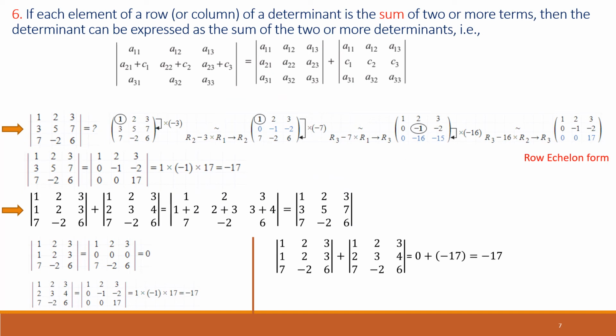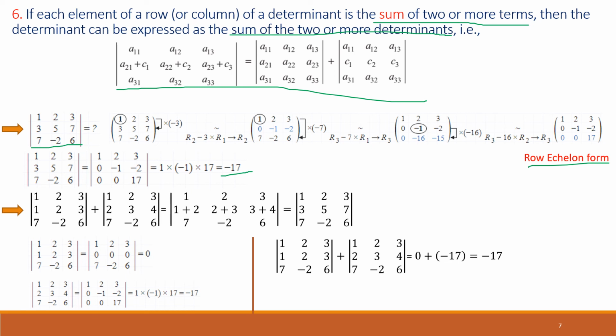Property 6. If each element of a row or column of a determinant is the sum of two or more terms, then the determinant can be expressed as the sum of two or more determinants. This is the general form of property 6. Let's try to understand this property with the help of an example. Here we have this determinant and we are going to calculate its value by using row echelon form. By applying row echelon form, we will get the value of the determinant equal to minus 17.